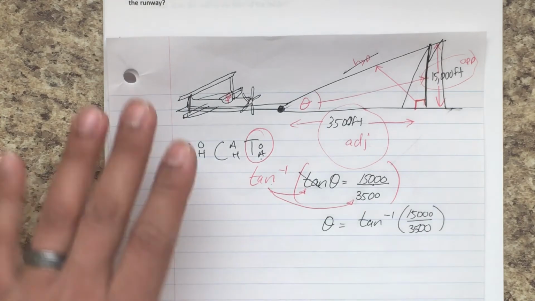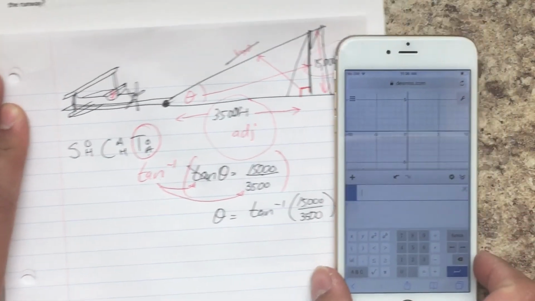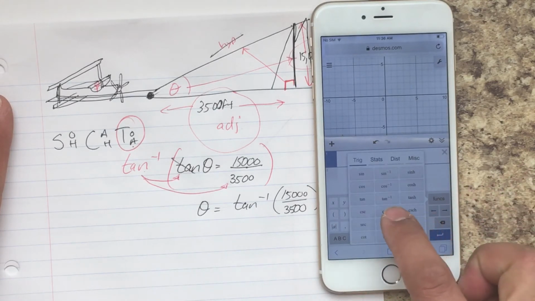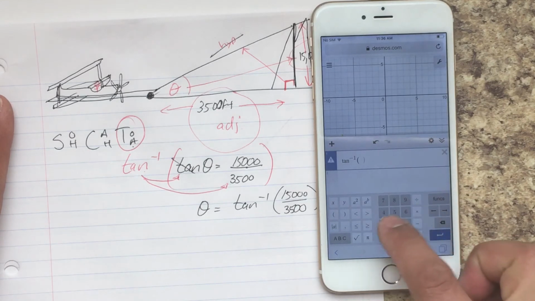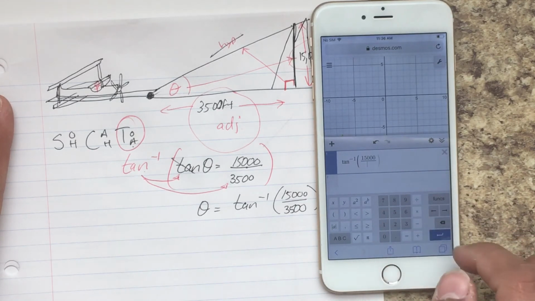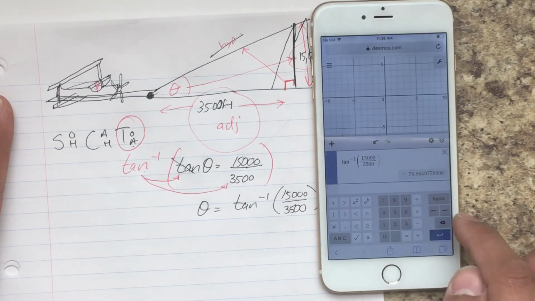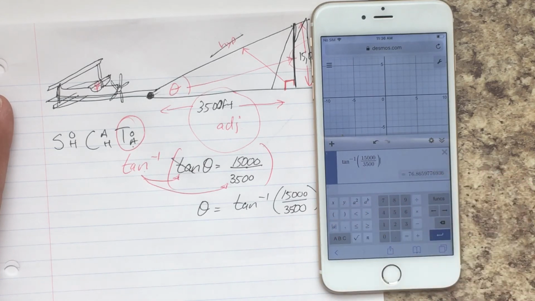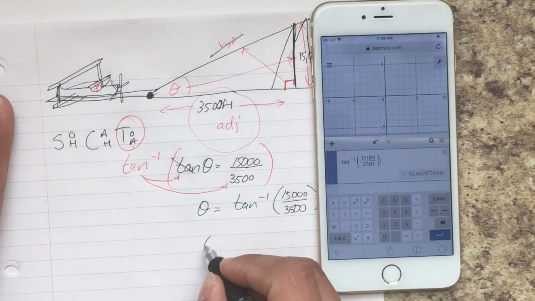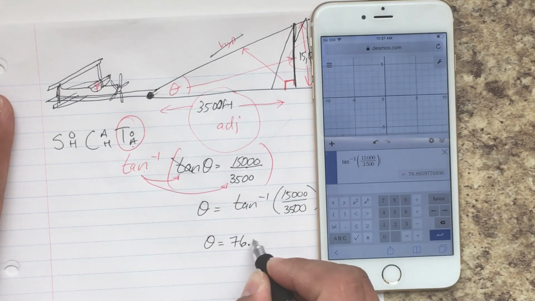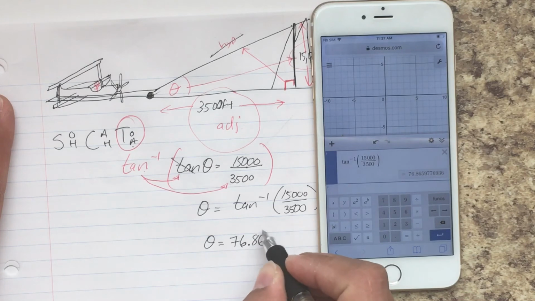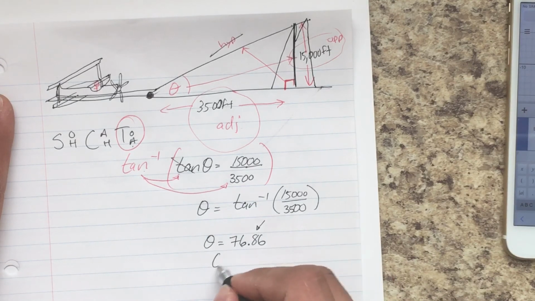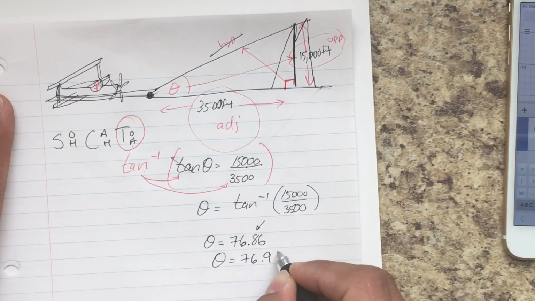Now, I am a big fan of Desmos, so I'm going to go ahead and plug it all in here. I'm going to hit functions, and we should see tangent inverse here. So tan inverse of 15,000 divided by 3,500. Alright, so I get an angle of 76.86, right? I like to round to the first decimal place, so that's the tenths place. So my angle is going to be 76.9 degrees.